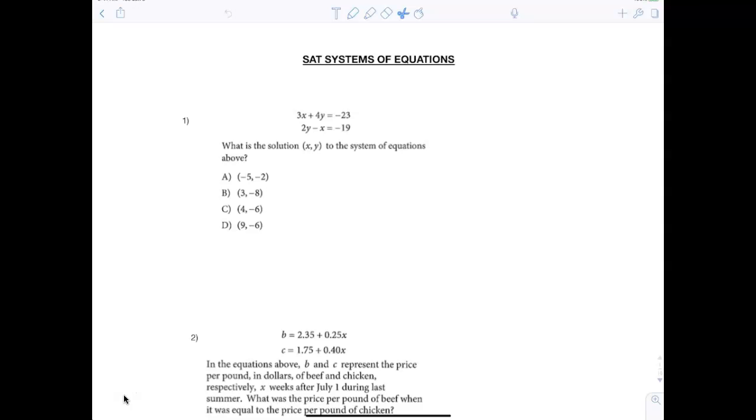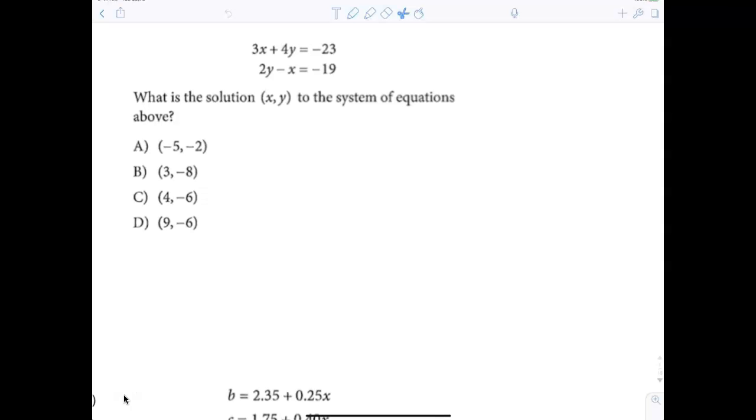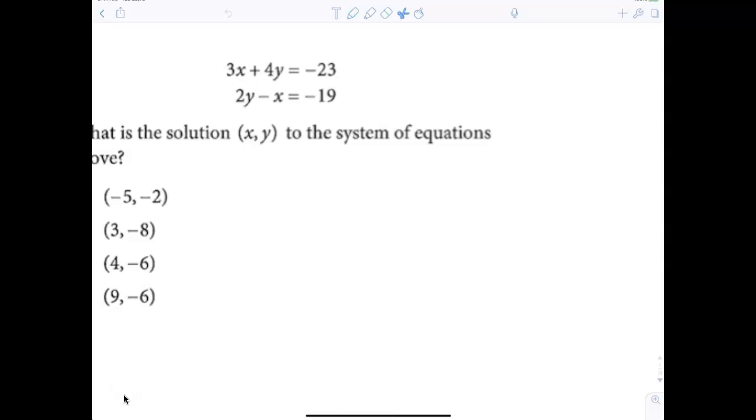So here we go with number 1. What is the solution to the system of equations? Now, one of the things they like to do is, does everybody see how they put it out of order here? They put 2y minus x. So let's review.